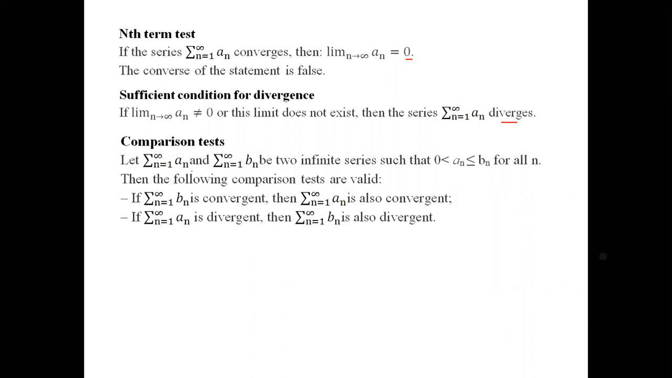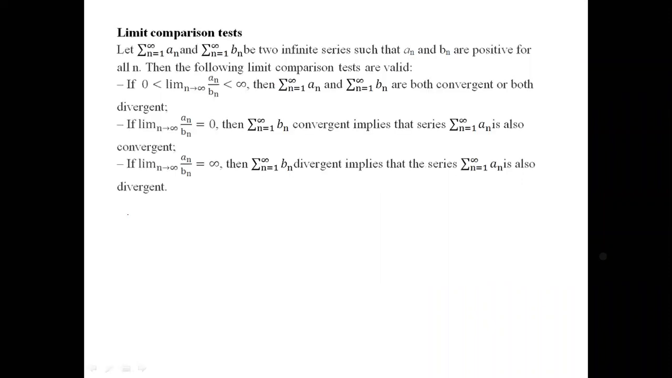Let sigma an and sigma bn be two infinite series such that an falls between 0 and bn for all values of n. Then the following comparison tests are valid. Number 1, if sigma bn is convergent, then sigma an is also convergent. Number 2, if sigma an is divergent, then sigma bn is also divergent. Straightforward. We have 1 minute left. In 1 minute, I think we'll do these properties here.